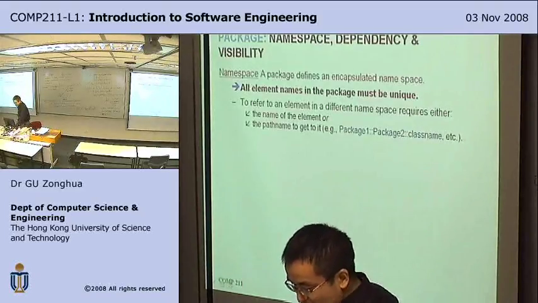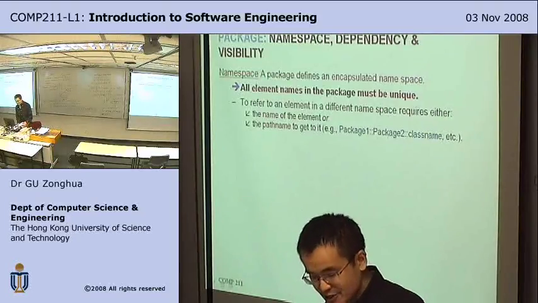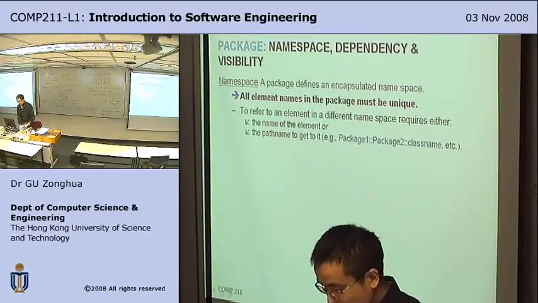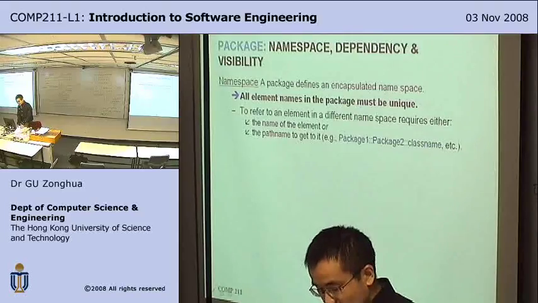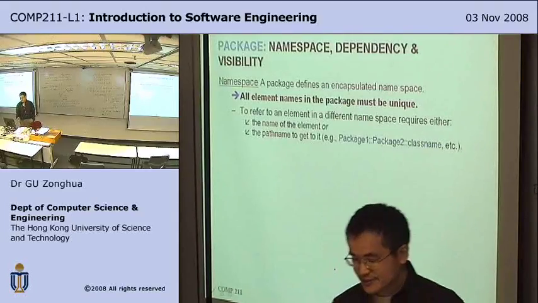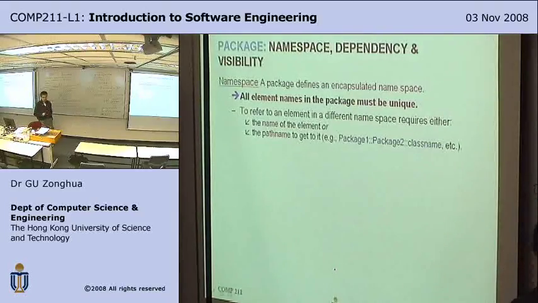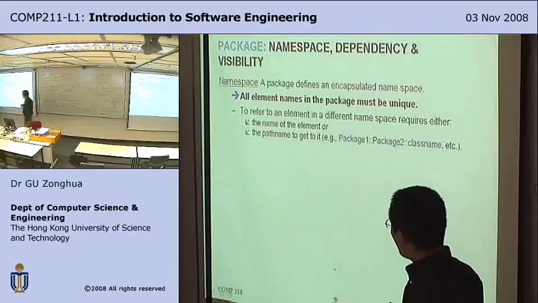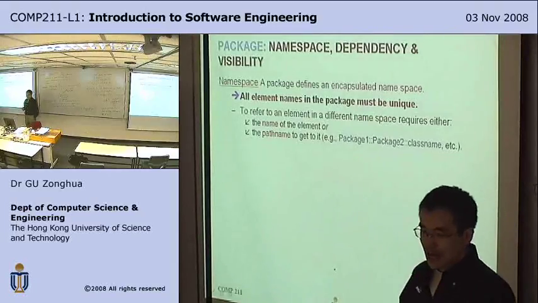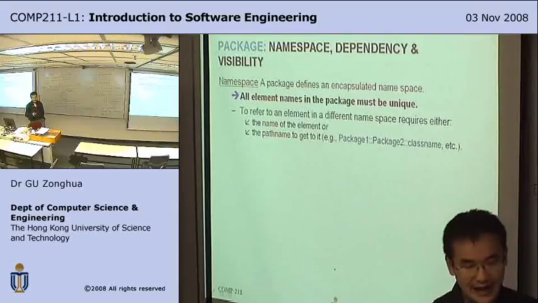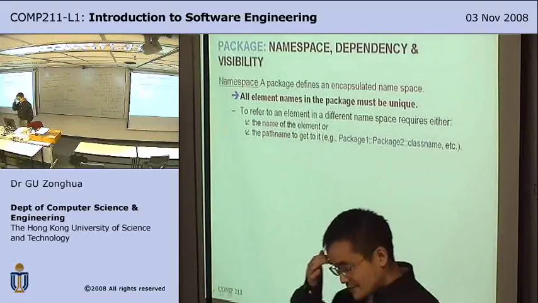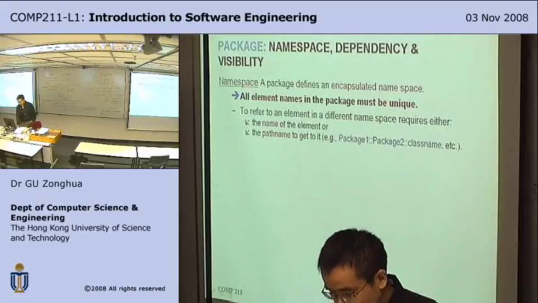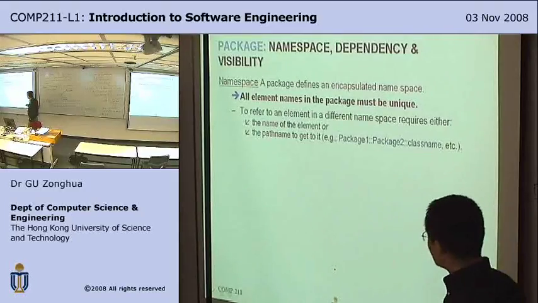So a package defines an encapsulated namespace. In C++, you even have the keyword namespace. That is, if you declare a namespace, then all element names in the package must be unique. Element meaning classes and other packages.